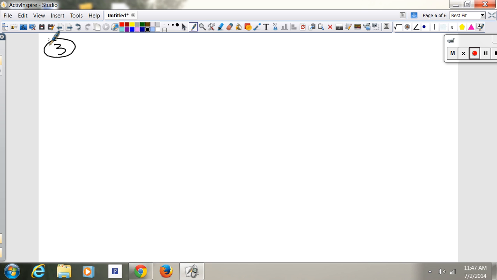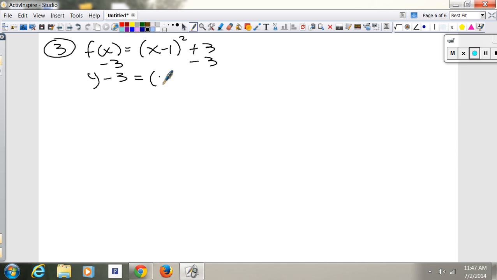It says f of x equals x minus 1 squared plus 3. Let's subtract 3 on both sides and change this to a y. F of x you could change to y because that's what we would use for our function. We would use a y value. Okay, so you have y minus 3 and then you have x minus 1 squared. So it's back in the format that we like. That's easy to graph. You can find your vertex really quick here.